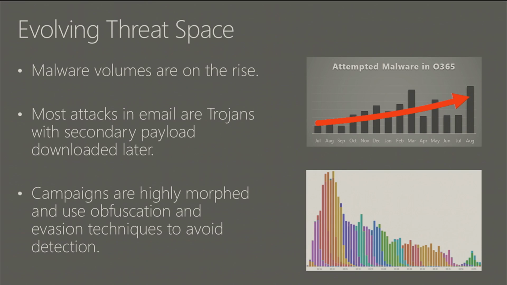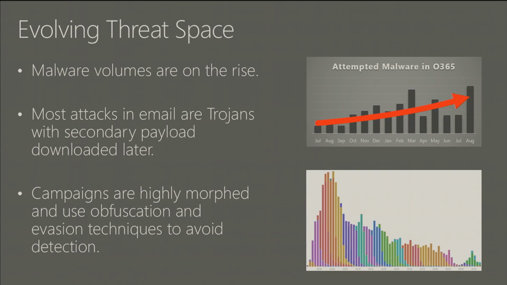It's not just the individual malware messages. It's also the campaigns themselves. A lot of times you can detect malicious content just based on delivery heuristics. But what they do now is send out multiple variants of the same virus at the same time. So you get highly morphed campaigns. And they use obfuscation techniques within the macros and evasion techniques to get around standard AV scanners.